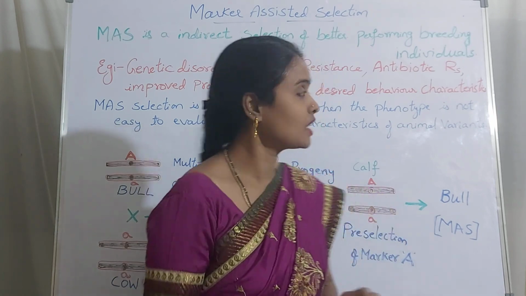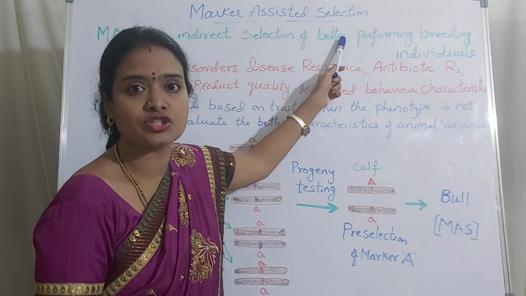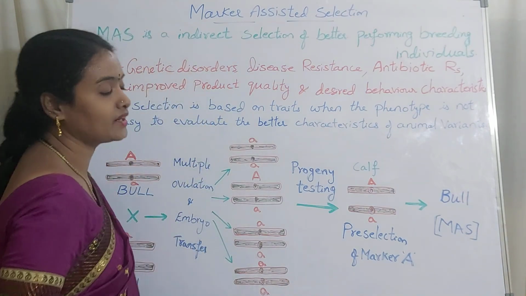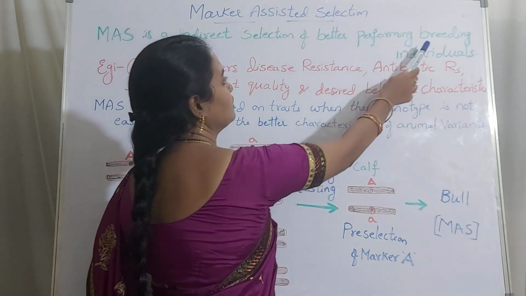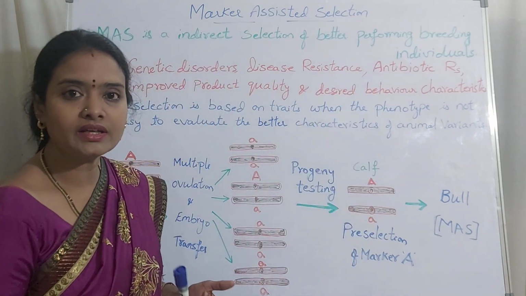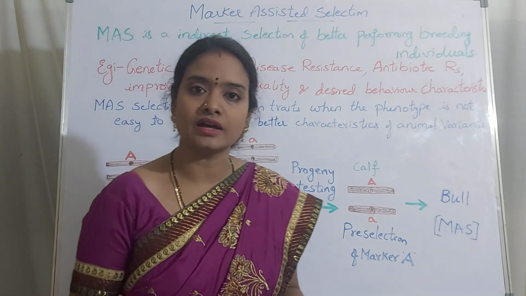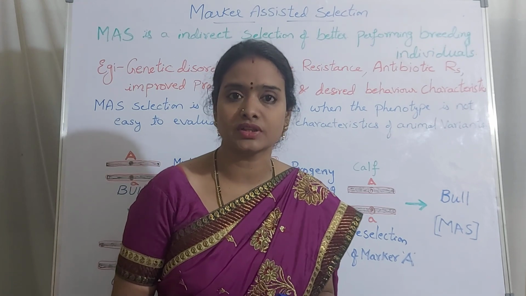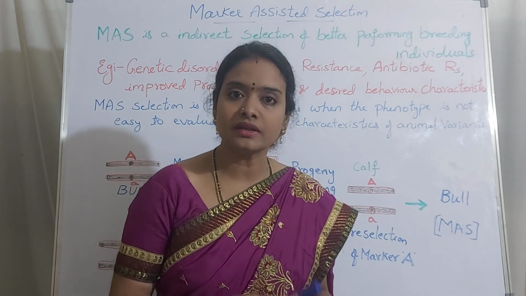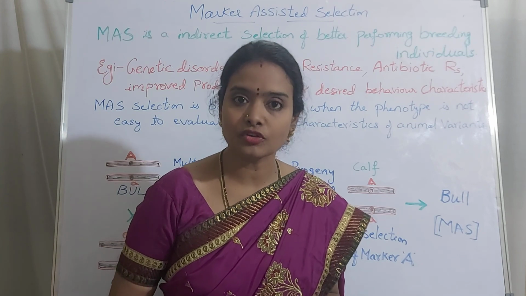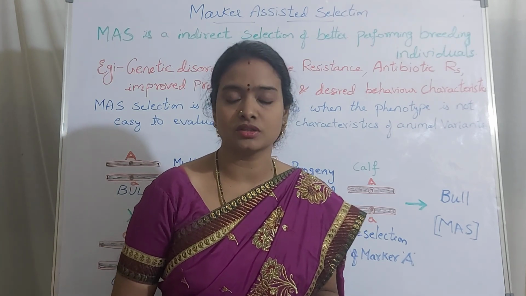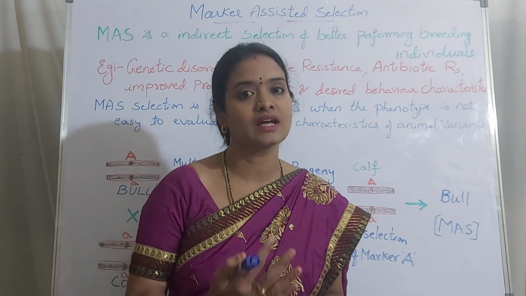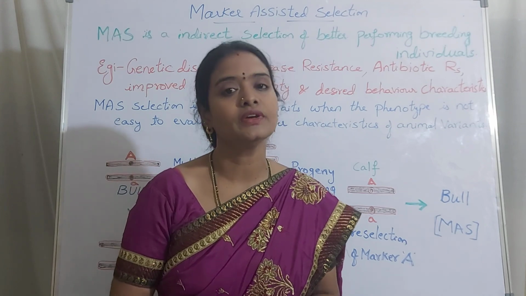So let us discuss marker assisted selection, which is also referred to as mass selection. Mass selection is an indirect selection of better performing breeding individuals. Already in livestock we have discussed that when you want to produce a good environment for livestock, you have to maintain proper feed, environmental conditions and hygiene. Apart from these, you produce better quality livestock by transgenesis, or by means of in vitro fertilization.